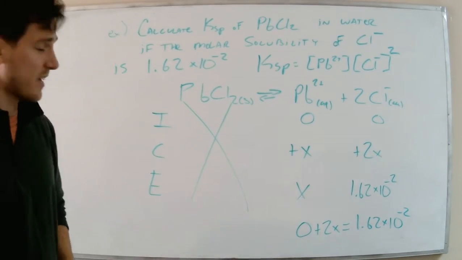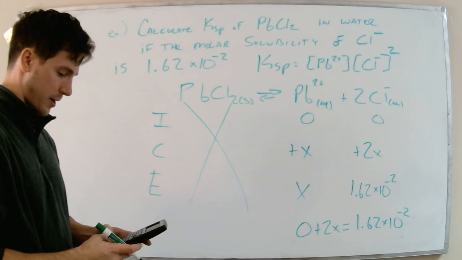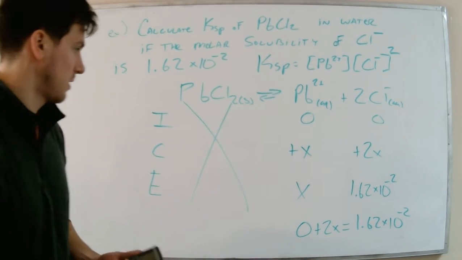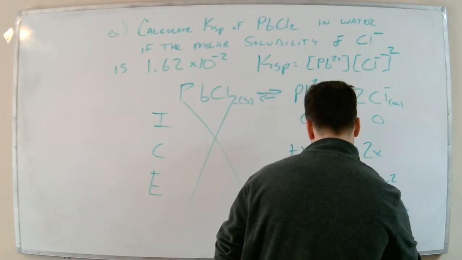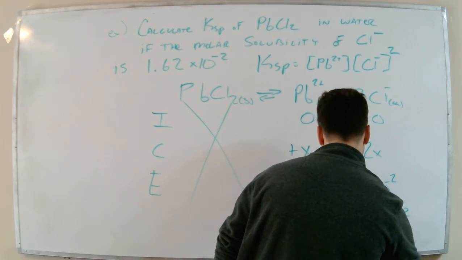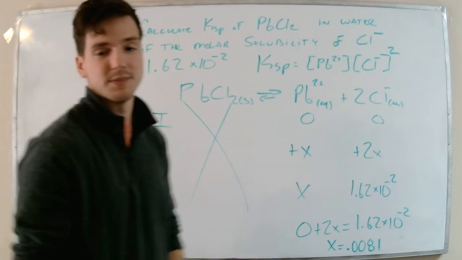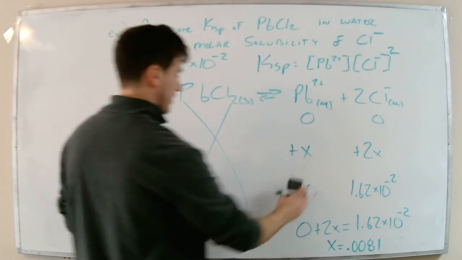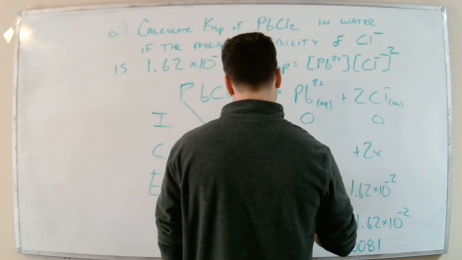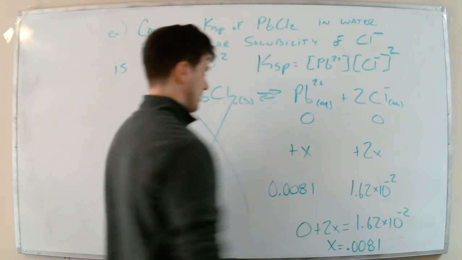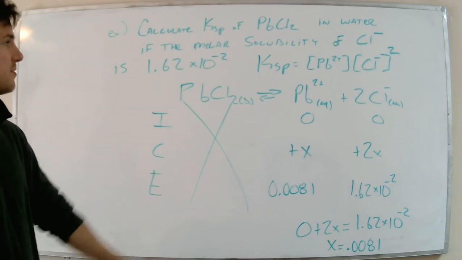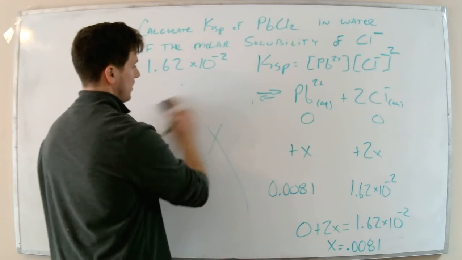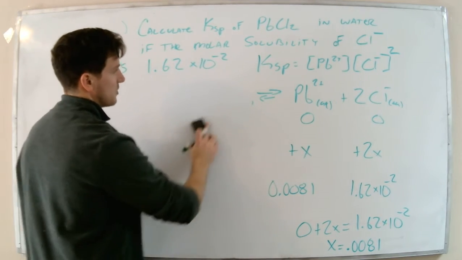So let's solve for x. 1.62 times 10 to the negative 2 divided by 2. So our x is going to equal 0.0081. So now we have x, so that means we have our equilibrium concentration right here. So now it's just a matter of plugging and chugging into our original Ksp expression. So I'm going to do that right now.